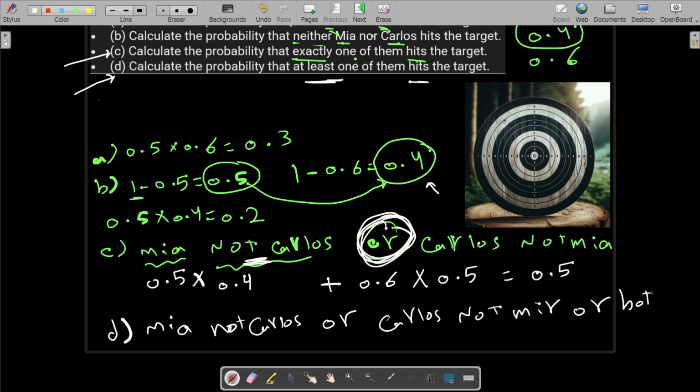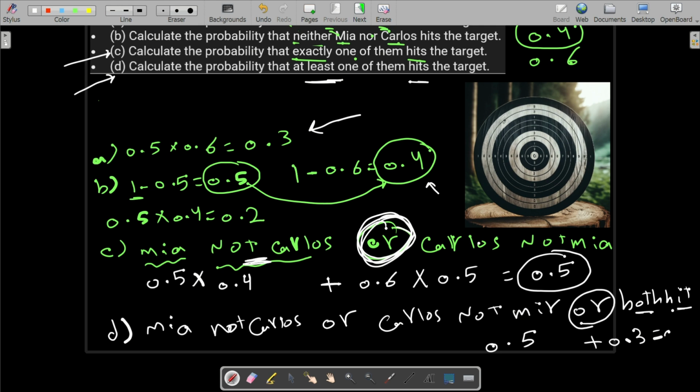Both hit. Okay, and in this case, you will have to add these three possibilities. Here we got them: Mia, not Carlos, or Carlos, not Mia. We got it from here together with 0.5. Or here means plus. Both hit the target, we got it also from question A, which is 0.3.